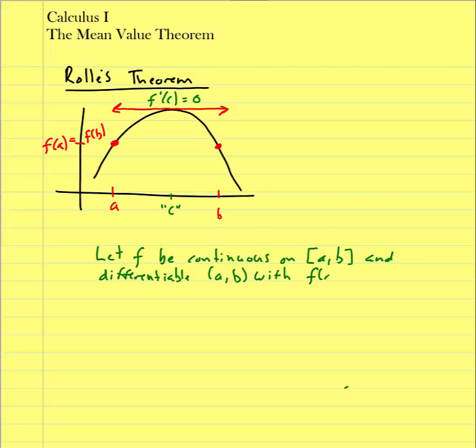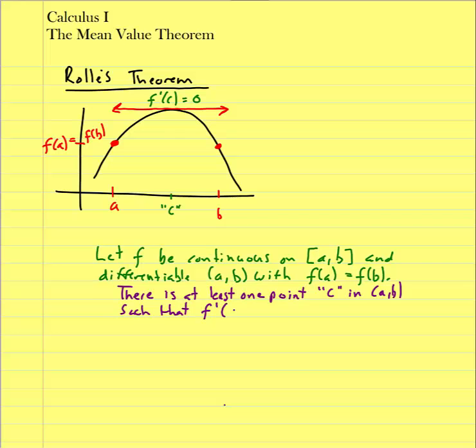And f of A equals f of B. That means the y values for x equal A and x equal B are the same. So these are the criteria that must hold in order for Rolle's theorem to be true. Now the result that I can conclude from Rolle's theorem, if this is true, is that there is at least one point. There could be more than one, but there's guaranteed at least one point, and this point is called C, that's in the open interval AB, such that the derivative evaluated at C is equal to 0. That's guaranteeing the horizontal tangent line.